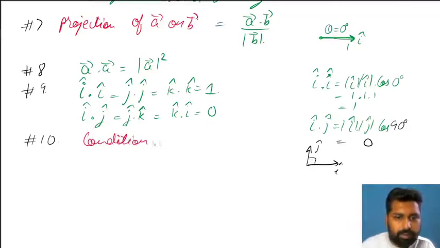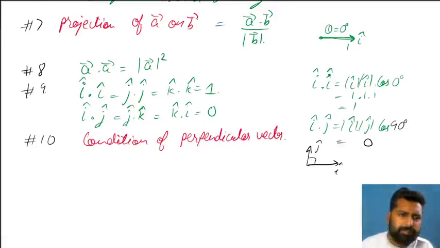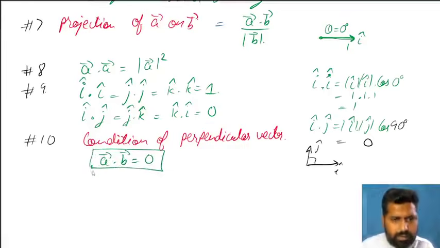What is the condition of perpendicular vectors or perpendicular lines? Remember we talked about the condition of parallel lines in the first lecture of vectors. Now this is the condition for perpendicular vectors or lines as such. So this is A dot B. Two vectors are perpendicular if A dot B is 0. So if A dot B is 0, we'll say the vectors are perpendicular. If vectors are perpendicular, the dot product should be 0. That's the whole point.